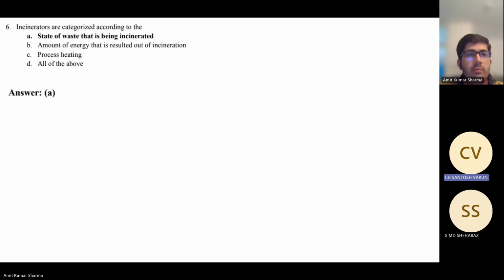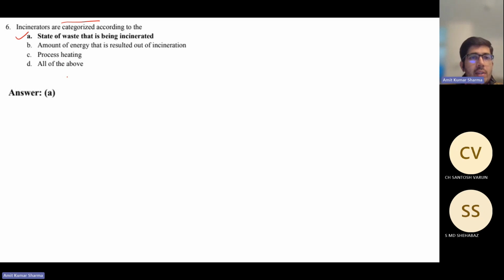As we know, incinerators are categorized in three ways: solid waste, liquid waste, and gaseous waste incinerators. So in that way, we can say that it is the state of the waste that is being incinerated. Yes, correct. As Varun said, they are categorized according to the state of the waste, like liquid, solid, and gaseous waste. So option A is correct.